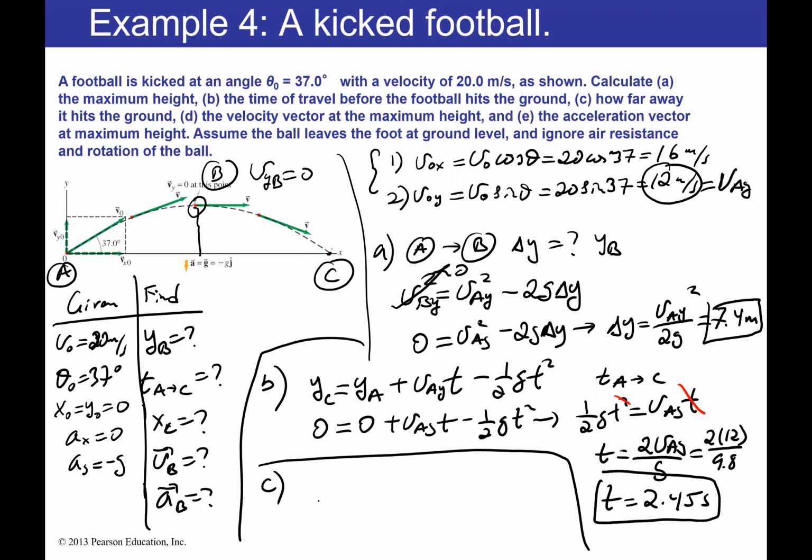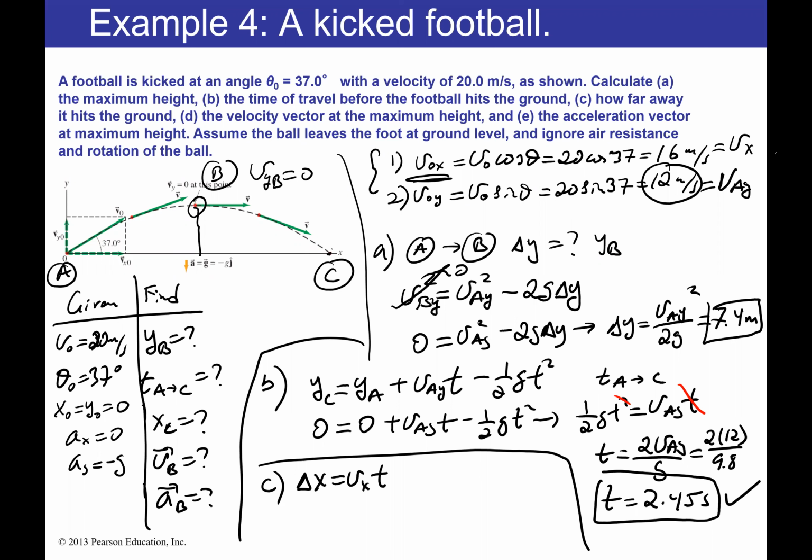Part C is asking me to find the range, the horizontal position change from A to C. Well, remember, there's only one equation for that range, right? It's delta X equals Vx times time. That means going from A to C, and this is the time going from A to C. How about Vx? Do I have that? Well, remember, I calculated V initial X, which is 16.